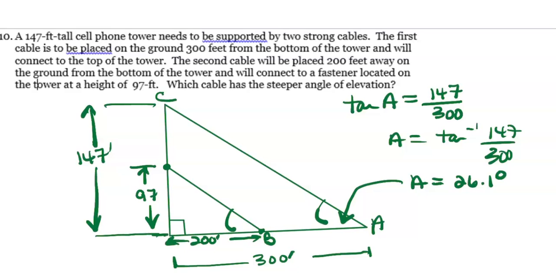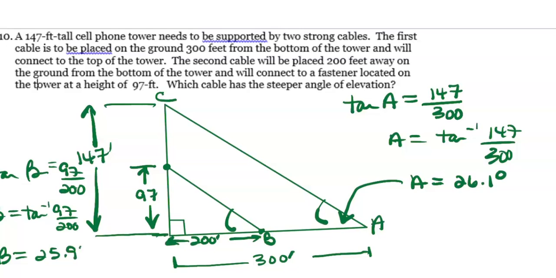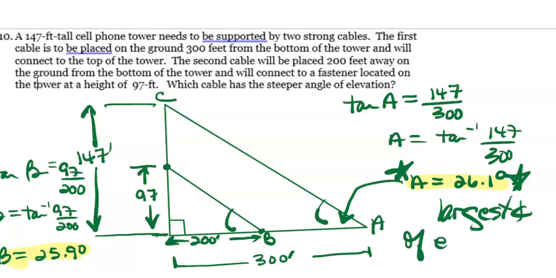Okay, let's find angle B. So the tan of B instead is going to equal 97 over 200. So therefore B equals tan to the negative 1 of 97 over 200, and B is 25.9 degrees. So the angles are pretty close, A and B. But who's the winner? It looks like A is the winner, okay? So this is the largest angle of elevation based on our calculations.